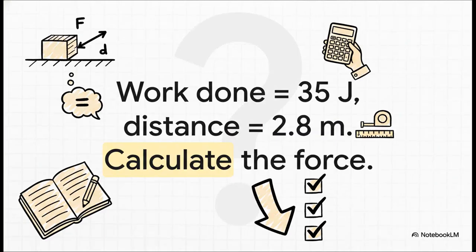Okay, so now we've got to actually use that equation we just wrote down. They've given us the work done, which is 35 joules, and the distance, 2.8 meters. We just need to find the force. Now listen, if you want all 3 marks, and you definitely do, the absolute key is to show your working. Let's see how that's done.